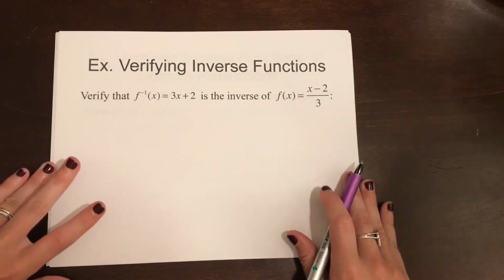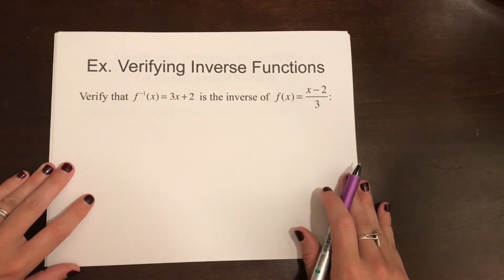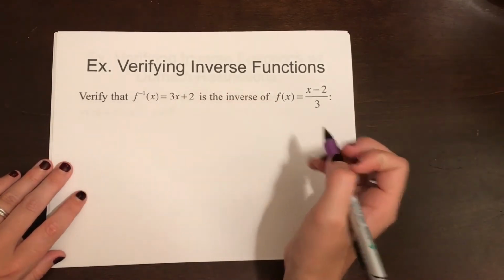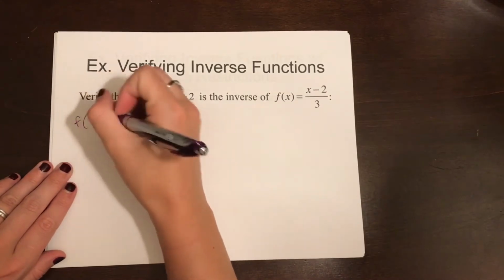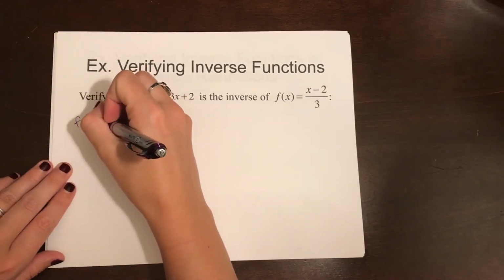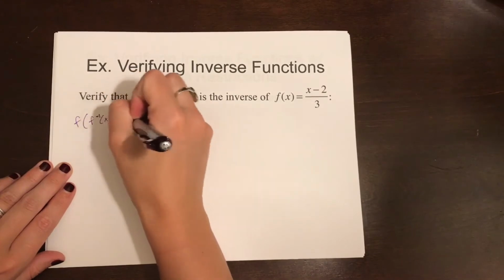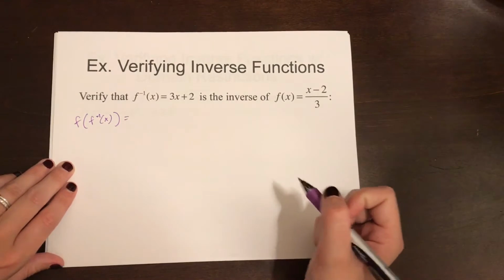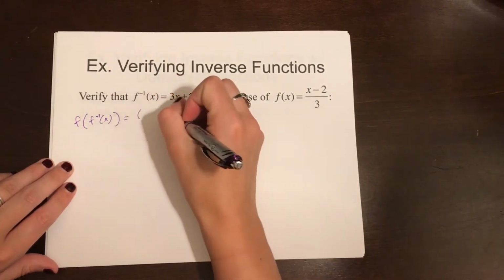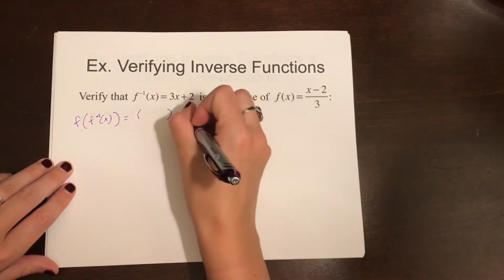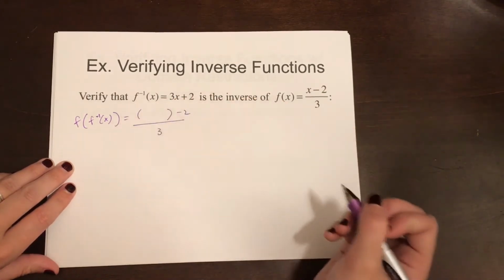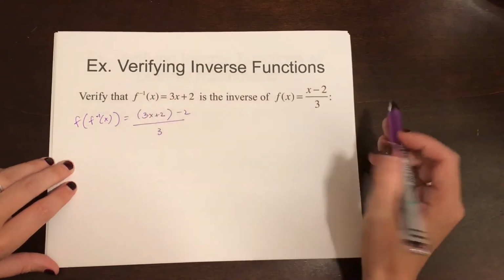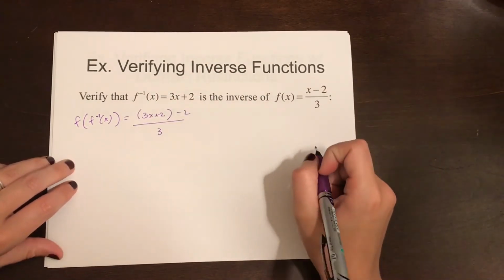Okay, so we're just going to start by practicing verifying whether or not two functions are inverses of each other. So we have to show it both ways. So first I'm going to compose f with f inverse. So f is the outside function. Remember, we practiced this in section 1.4. And I'm going to substitute f inverse in for x. So I'm evaluating the function f at f inverse.